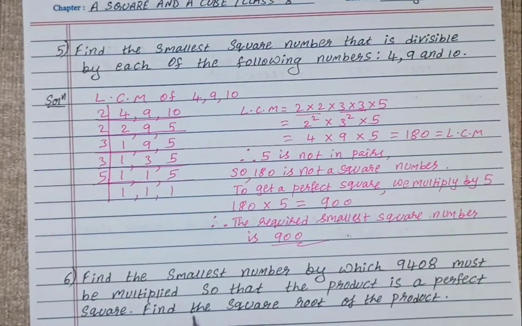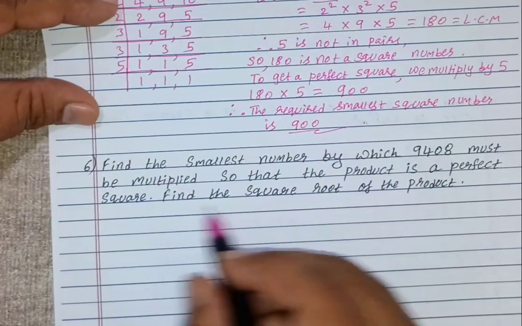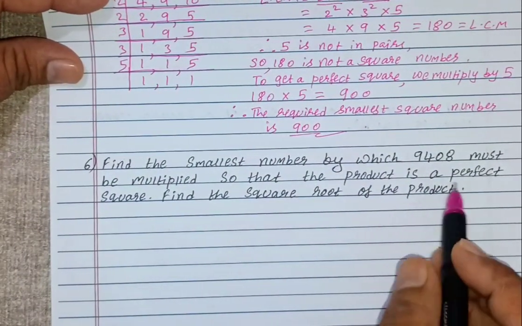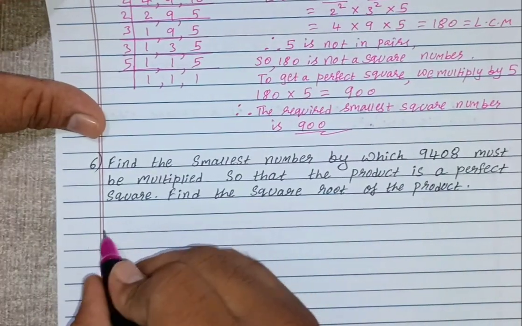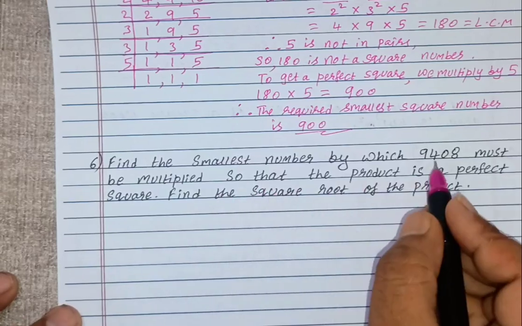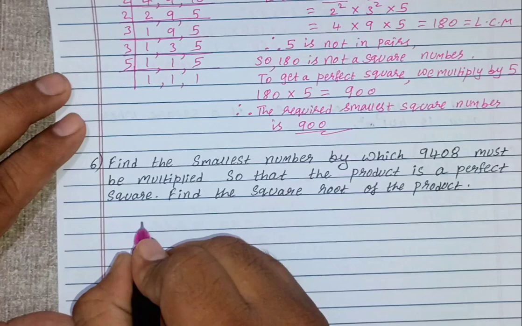Next one: find the smallest number by which 9408 must be multiplied so that the product is a perfect square. Find the square root of the product. The number mentioned is 9408, so first we will write 9408.